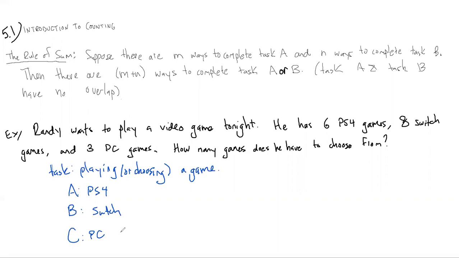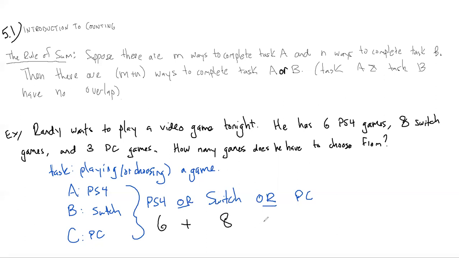And then in this scenario, we would put the word or between all of these cases. He could choose PS4 or Switch or a PC game. And what that word or is going to mean in counting is plus. We would add these things together, again, assuming that they are exclusive. And so PS4 games, there were 6, plus Switch games, 8, plus PC games, 3. And so there'd be 17 different games for him to choose from.